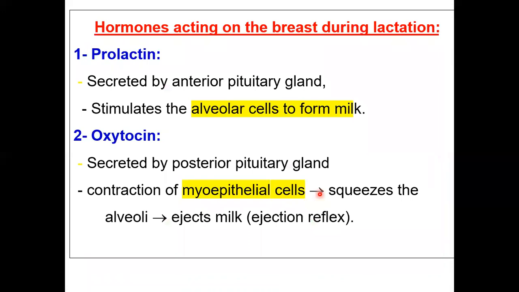Hormones acting on the breast during lactation. We have prolactin secreted by the anterior pituitary gland, which stimulates alveolar cells to form milk. This is very important. While oxytocin secreted by the posterior pituitary leads to contraction of myoepithelial cells, which leads to squeezing of alveoli and ejection of milk.